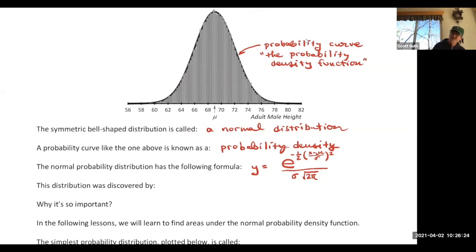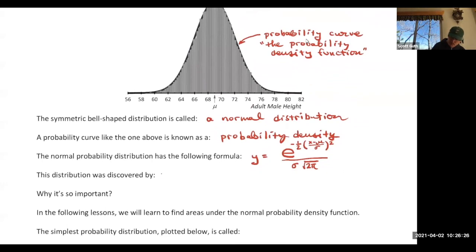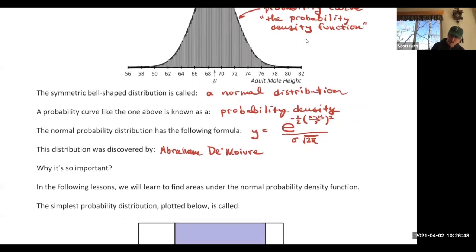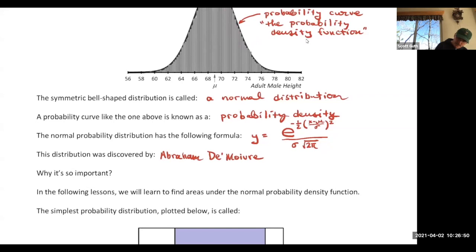The distribution was discovered by Abraham de Moivre. Abraham, I guess. And de Moivre is French, so it's D-E apostrophe M-O-I-V-R-E. Why is it important? Well, I'd say it's very common. That's why it's called normal.